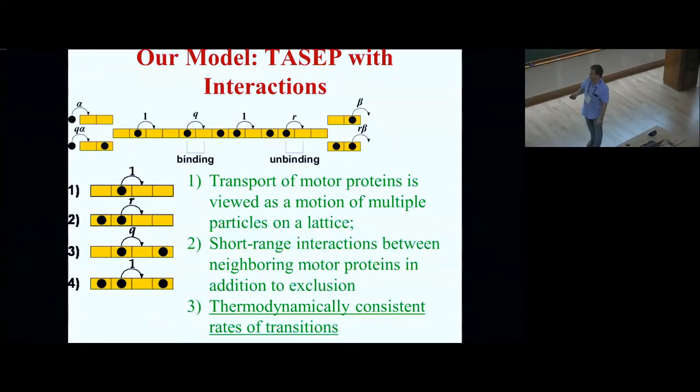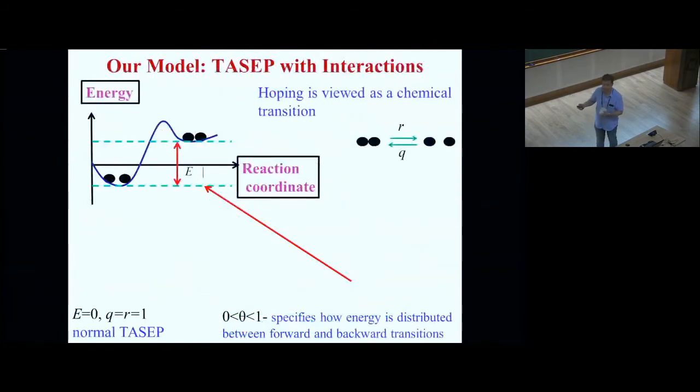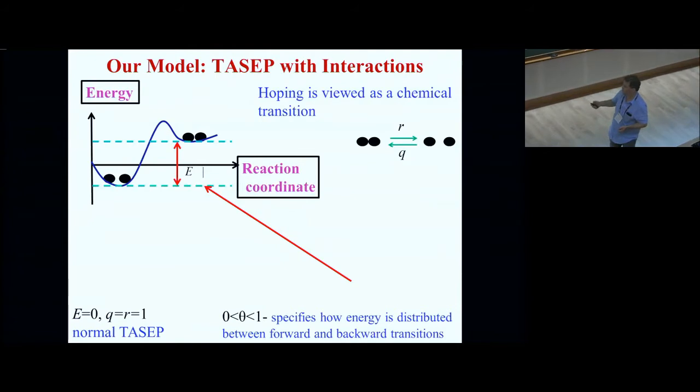And let me explain what thermodynamically consistent means. I'm treating this in a chemical way. When two particles sit next-nearest neighbors, there is no energy, and when they are brought together, there is some energy. Then this transition of making the bond or breaking the bond I look at as a chemical reaction, and the rate of breaking is R, the rate of making is Q, and when the energy of interaction is zero, the rate is one, and I recover the classical totally asymmetric system.